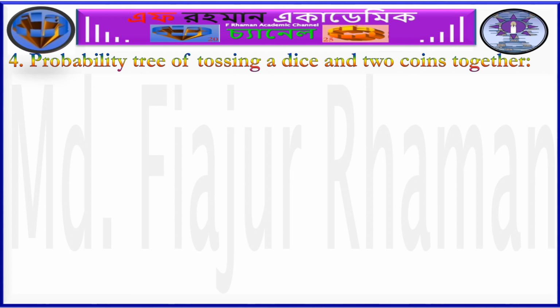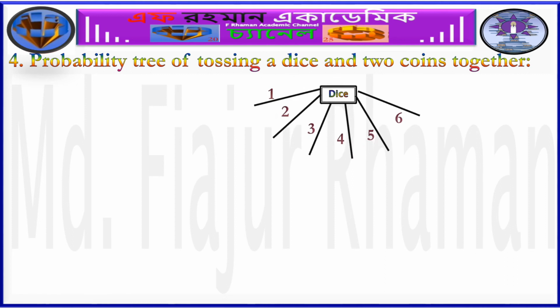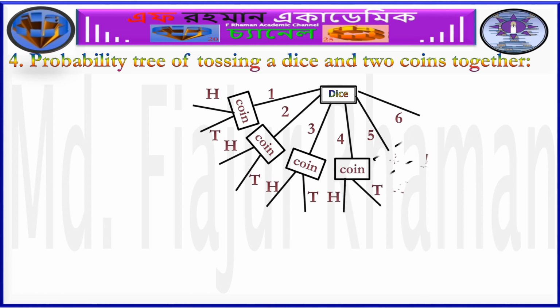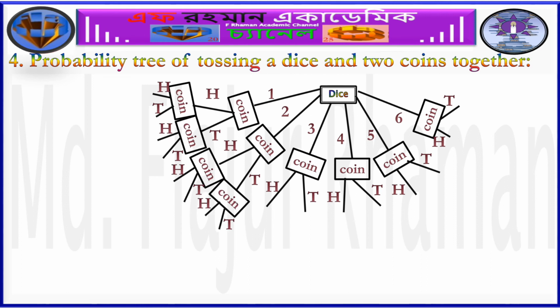4. Probability tree of tossing a dice and 2 coins together. For the dice, we should draw a diagram with 6 hands. And then for each of the 6 hands, we draw diagrams with 2 hands for one of the 2 coins. And then for each hand, we draw diagrams with 2 hands for the remaining coin.